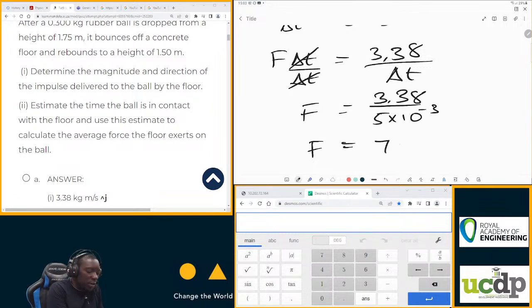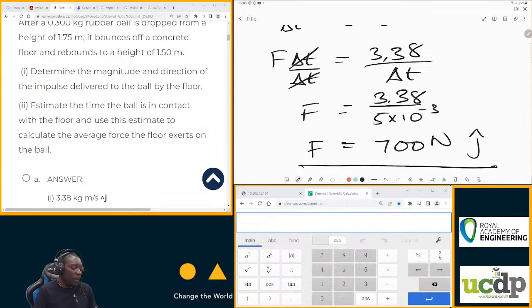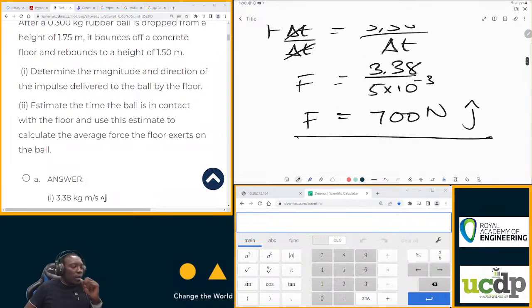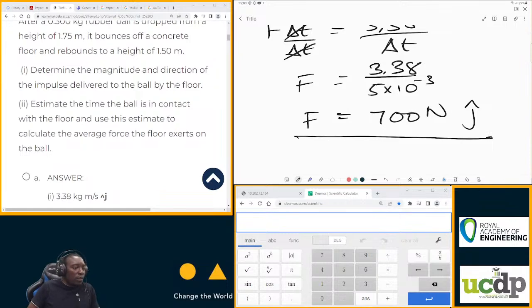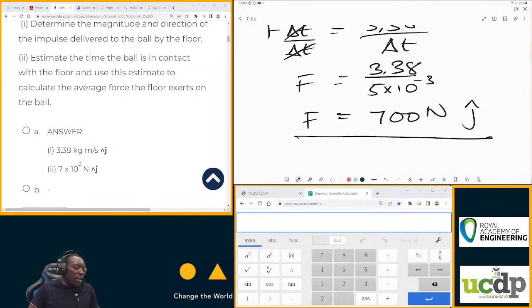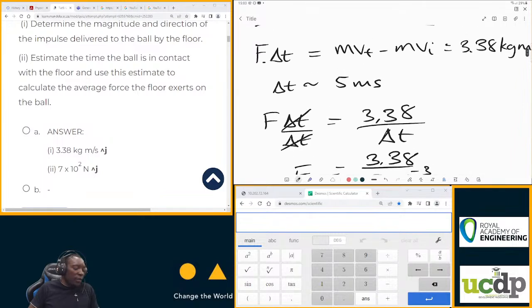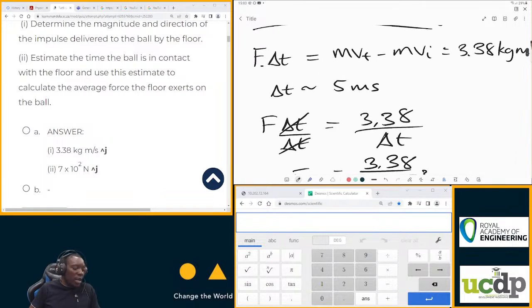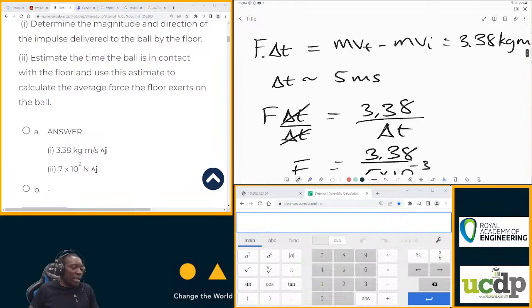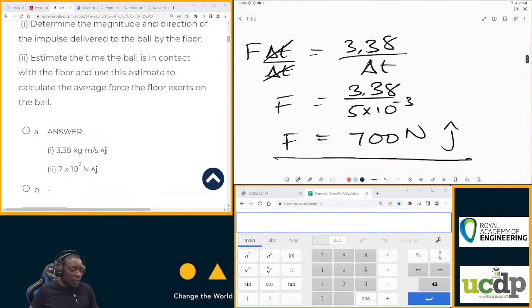And this gives us an estimated force of about 700 newtons, or 7 times 10 to the 2 newtons, in the positive j direction again, in the positive y direction, or the direction of unit vector j. Okay, so that's the estimate of the impact duration for a ball bouncing from the ground. 5 milliseconds is a reasonable estimate.